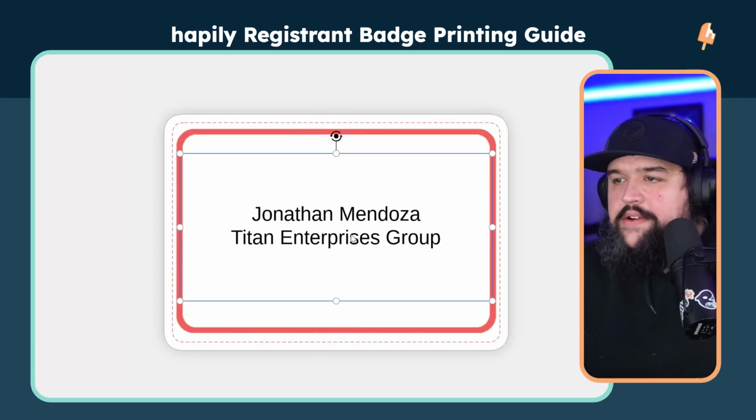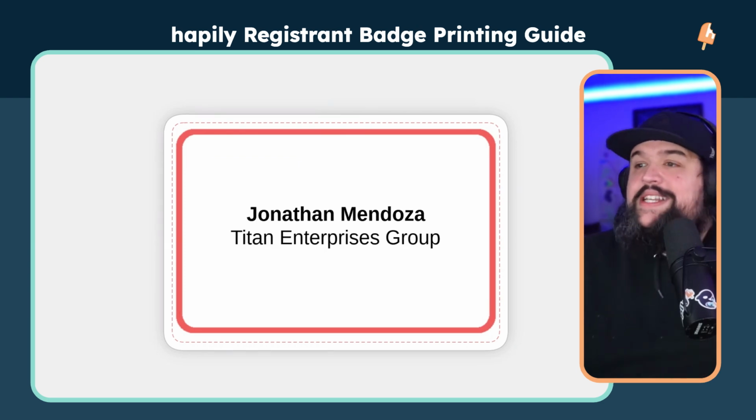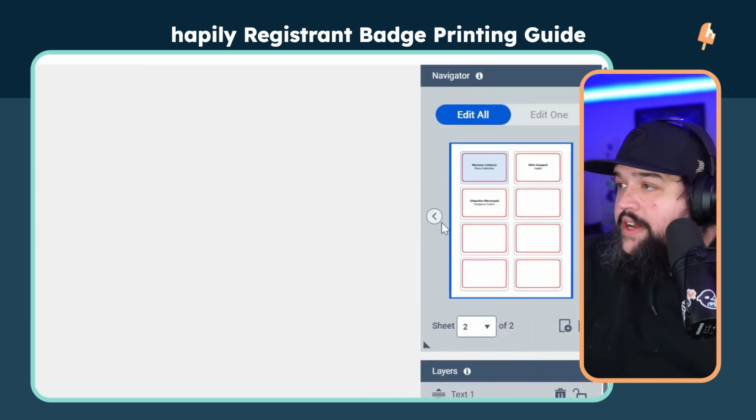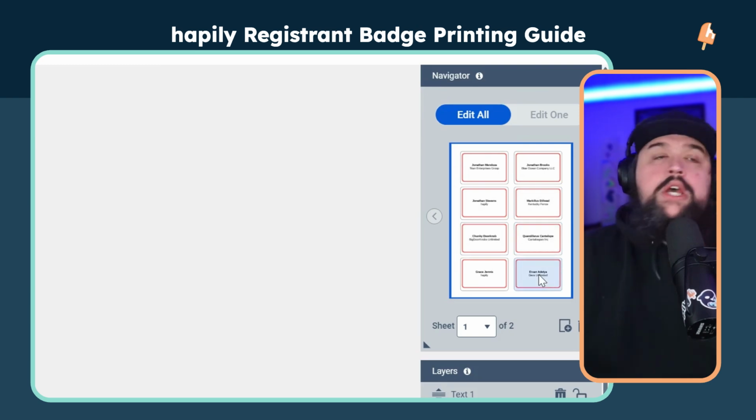I'm just gonna go ahead and center these. Let's make this bold. There we go. Awesome. So you can adjust the design. You'll see these previews of these sheets over here of all the different name tags, and you can go and click through and edit specific ones before you print them out.